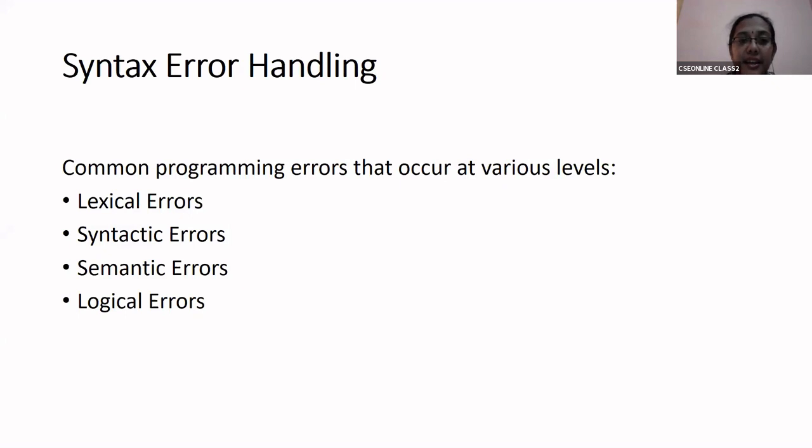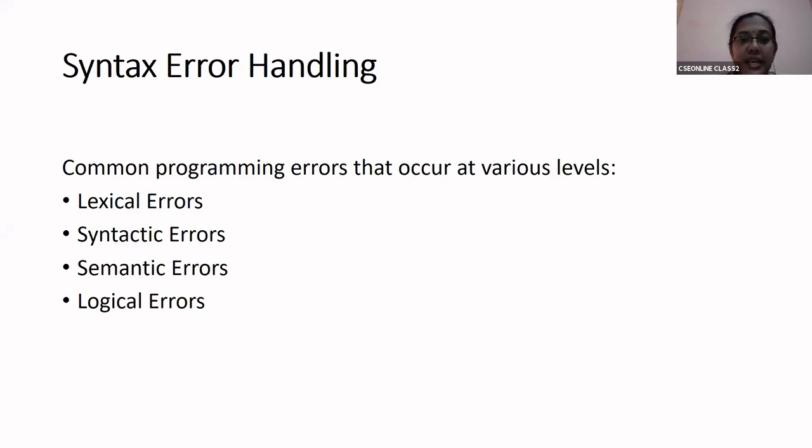And the second type of error is a syntactic error. So what is a syntactic error? Suppose all your C statements should terminate with a semicolon. All your C statements should terminate with a semicolon. Or if you're using a for loop, each of those components, that is initialization, condition, incrementing, all these three fields should be separated by a semicolon.